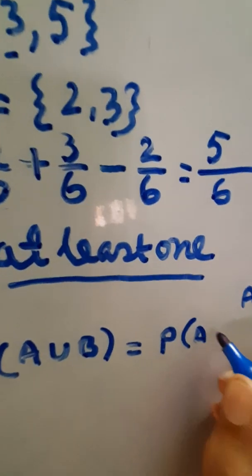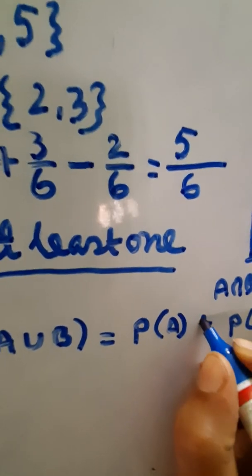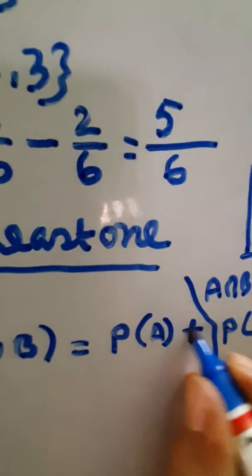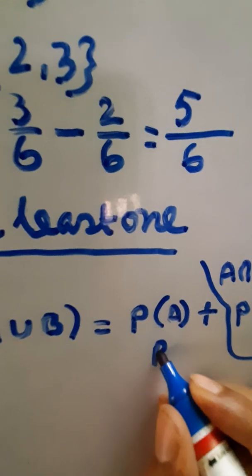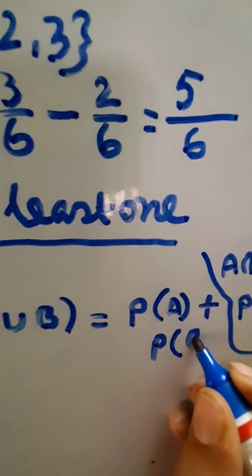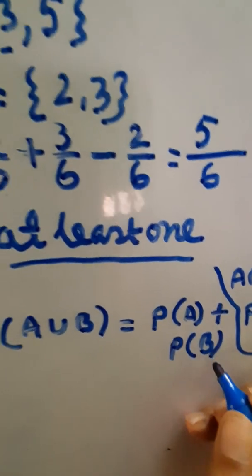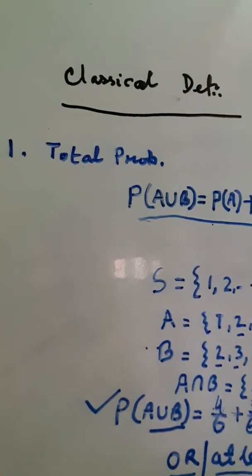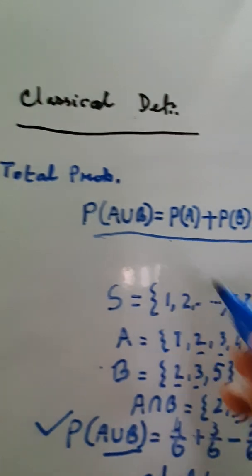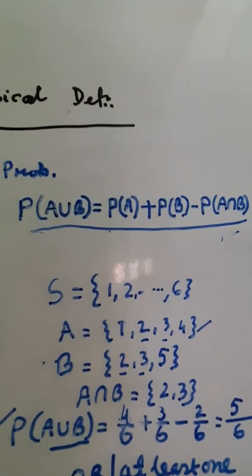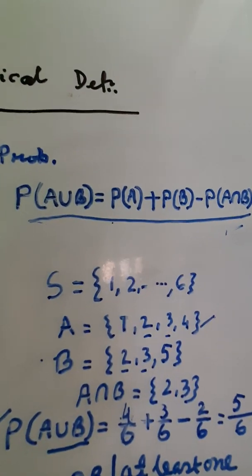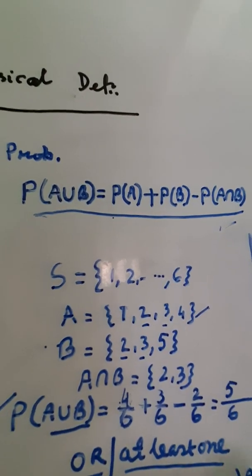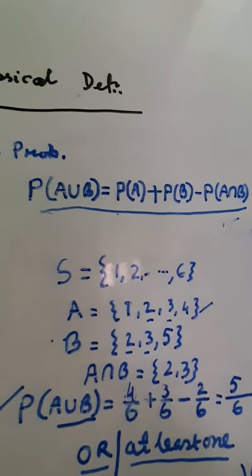You can do some more sums from your book to clearly understand these two cases. So in this video we have tried to understand the theorem of total probability. This theorem can be extended to n number of events, not only for 2 events. Okay, I will be coming in the next video.